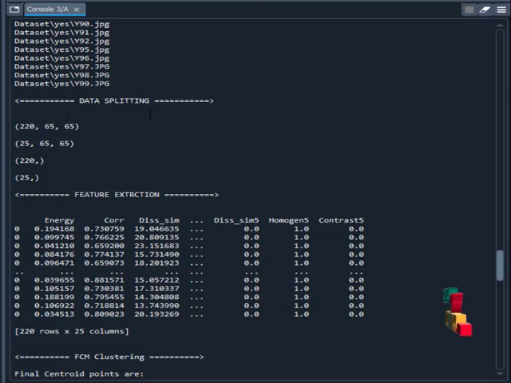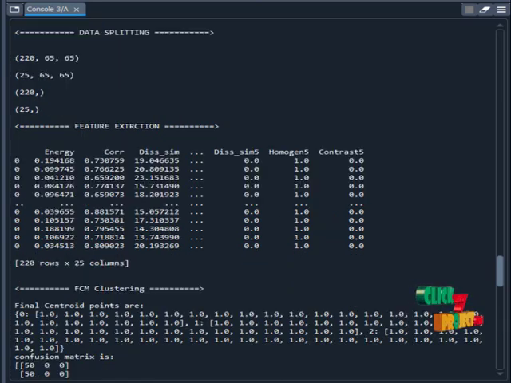And then data splitting. Data splitting means we split our data into a training set and a testing set. Training set is to train our model, testing set is for prediction purposes. And then feature extraction. Feature extraction means reducing our features. If we give a large number of inputs as data, the system will take time to train a model, so we select the best features among our input by using the Gray Level Co-occurrence Matrix, that is the GLCM method.